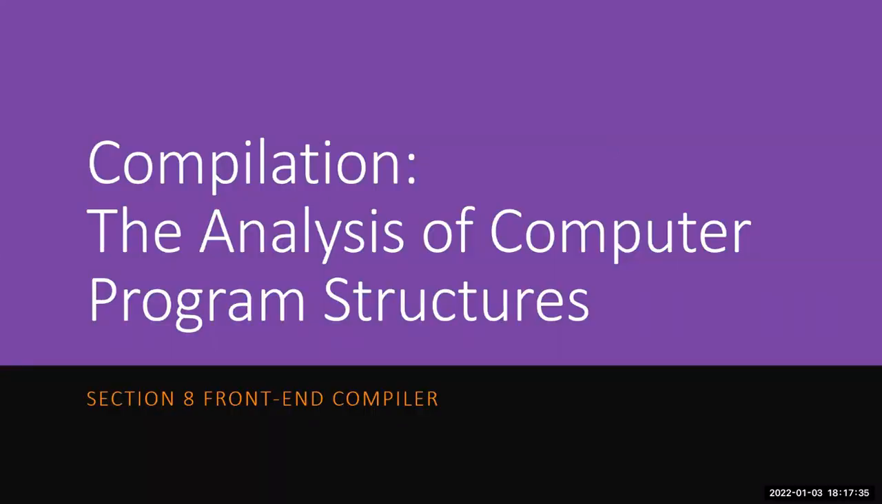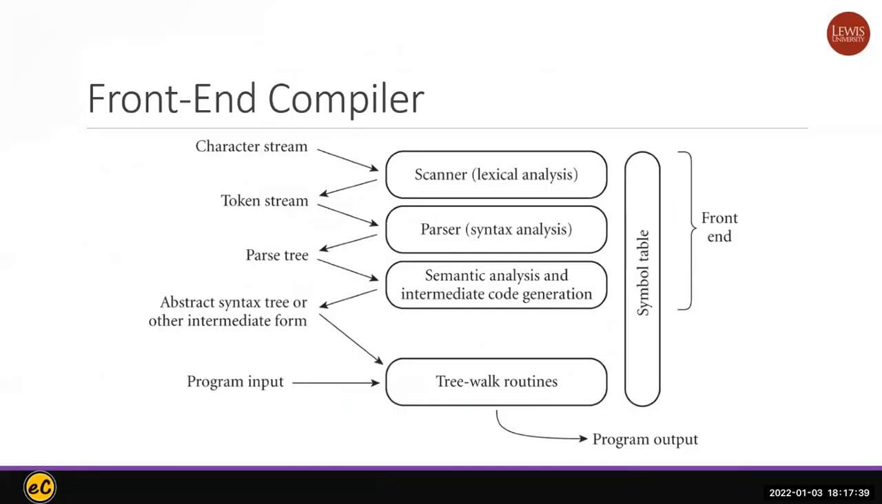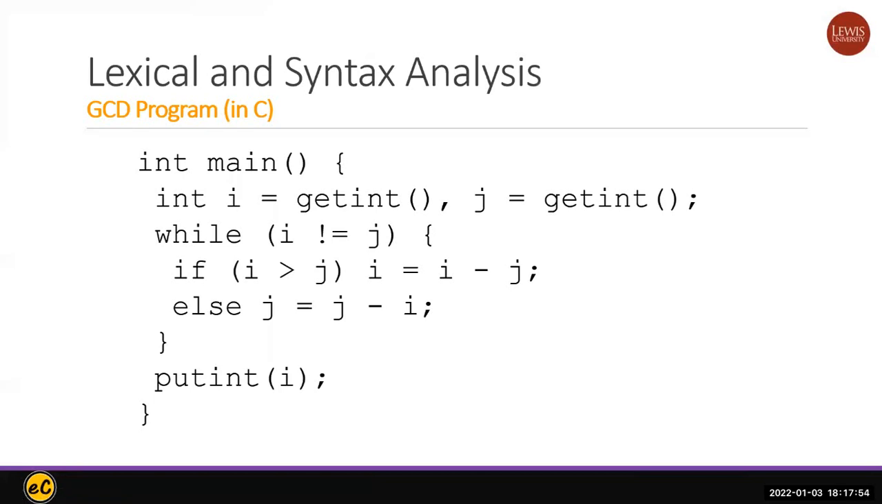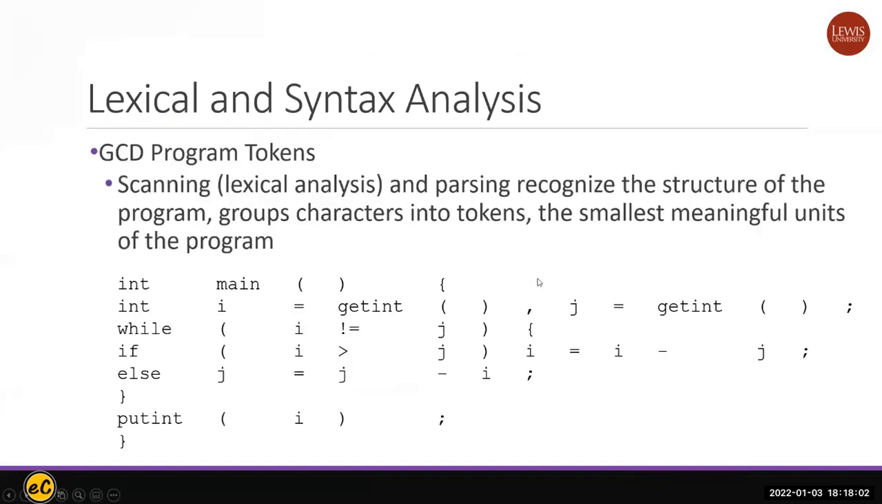Okay, compilation analysis of computer program structures. In the front end, we have the so-called lexical analysis, parser, and semantic analysis, and it will create bytecode or intermediate code. Right here, we have a GCD program in the C language, written down in this way. And we have this source code.